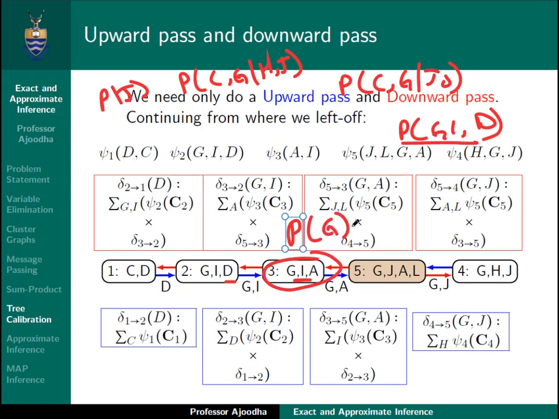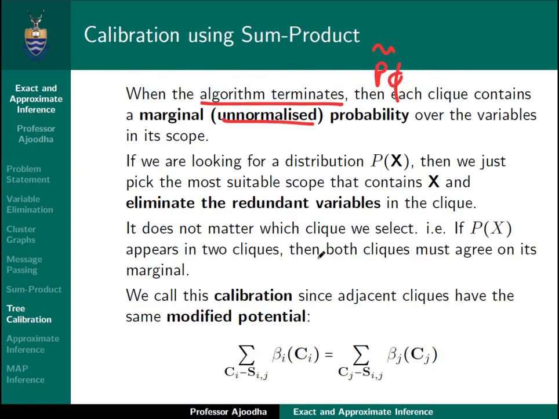Then, if you made this the root, you still have to eliminate I and A in order to get this probability. So probability of G, I, and A: you eliminate I and A, and then you end up with P of G. So you need to eliminate all of the redundant variables in the clique. And if you're going to be going across cliques, then you need to multiply them and then marginalize out the variables that don't matter.